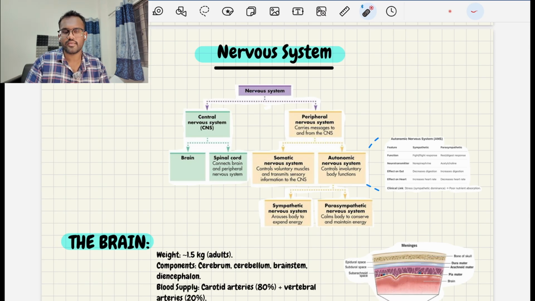In part 2, we'll be covering the nervous system, thyroid gland, pituitary gland, and every gland will be covered in the later part of the sessions.